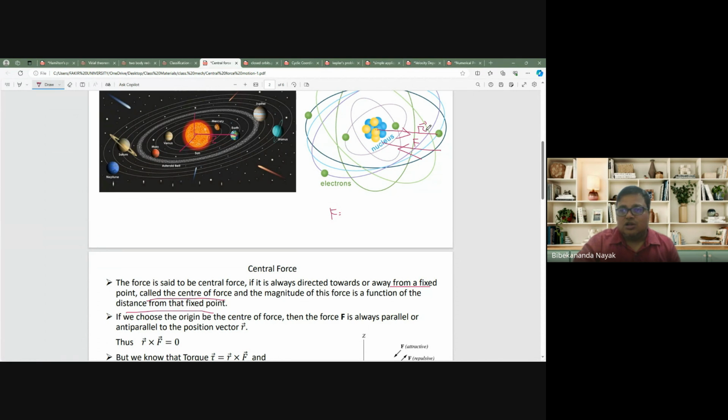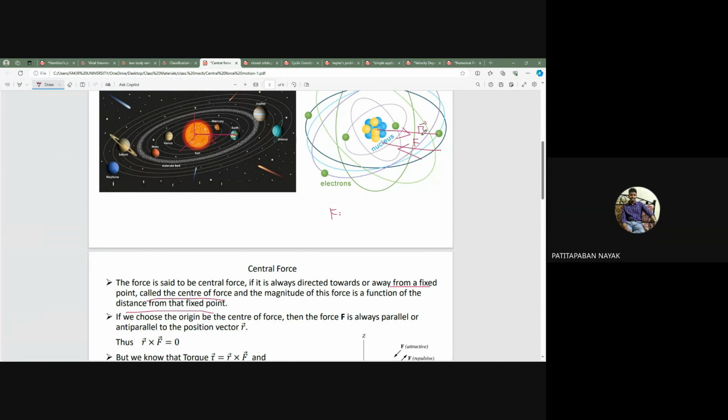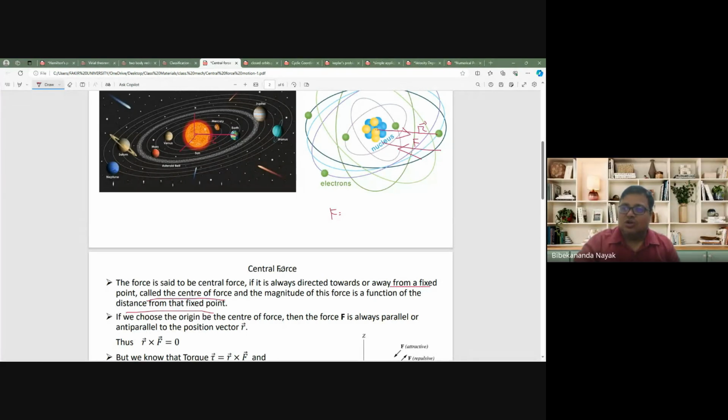Zero. Same direction, so r cross F is equal to 0. But what is r cross F? Torque. So torque is equal to 0 here.